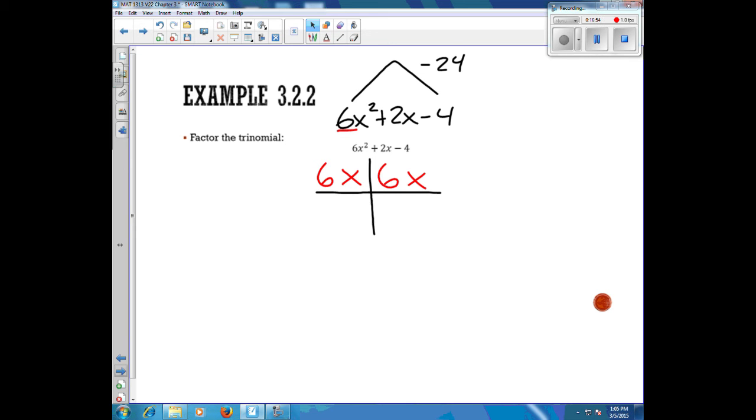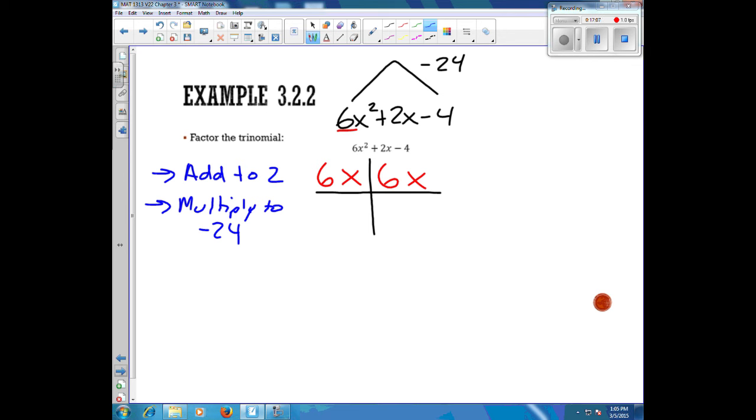And so now for the numbers on the bottom, we need numbers that will add to 2 and multiply to negative 24. And so if we have positive 6 and negative 4, and we add them together, we get positive 2. And when we multiply them, we get negative 24. Now, unlike the last problem, we're not quite finished here.